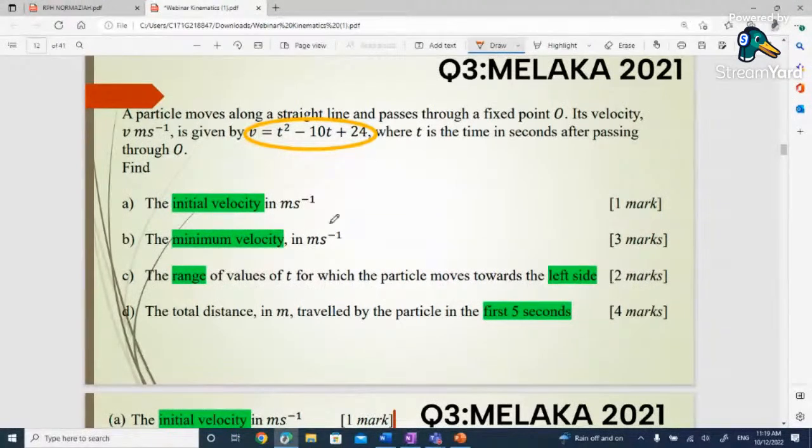Okay, so we have 4 questions. We have initial velocity, we have minimum velocity, we have range, we have total distance. Total distance ni mostly akan datang lah for kinematics, because in total distance dia boleh tanya banyak sangat. Okay, so let's go to the next slide.